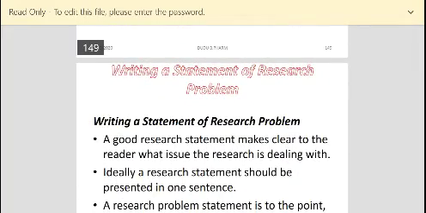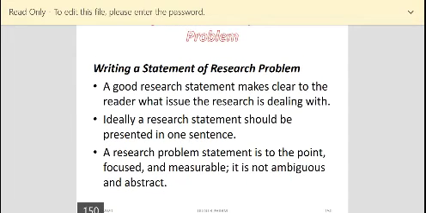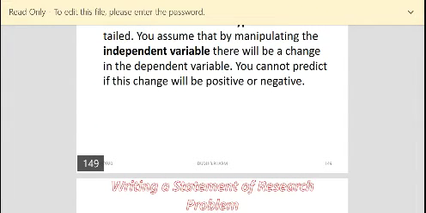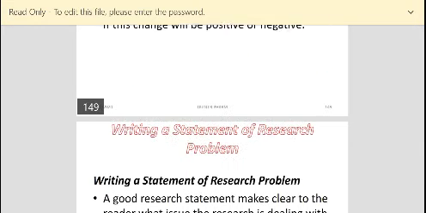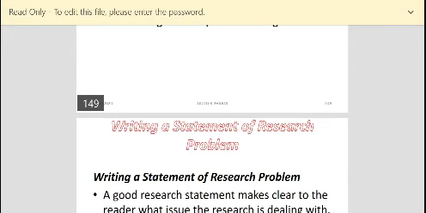Let's see writing a statement of research problem. A good research statement makes clear to the reader what issue the research is dealing with. When we go to the research process flowchart, we said the first thing is to define the research problem. From the research problem, we go to the review of the literature, which is step 2. After the literature review, you go to your academic guess, you formulate the hypothesis, which will give you a ladder to go to research design. So let's see the writing of the statement of research problem, then we are going to see where we construct this hypothesis, where it comes from, and what variable relationships we get.